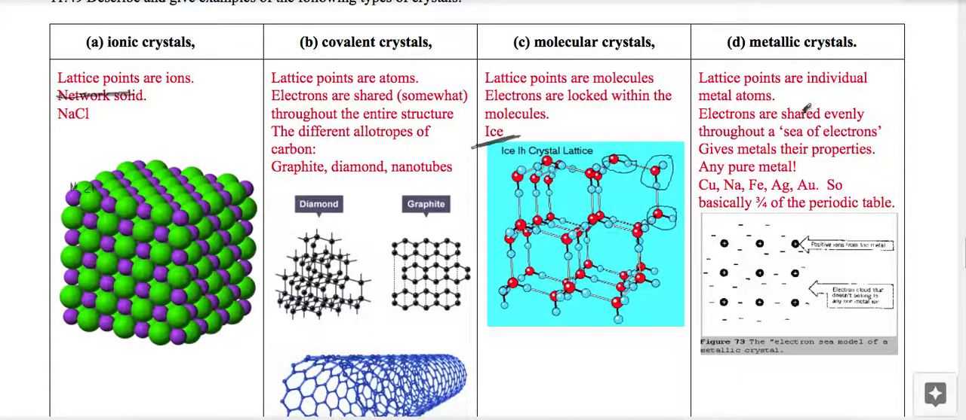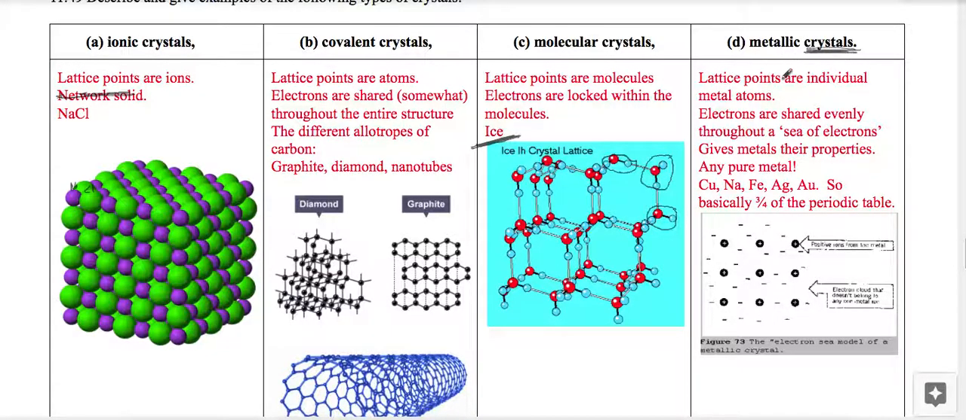Metallic crystals, it's somewhat of a misnomer that we call them crystals, because there really isn't a crystalline structure. Like we see a crystalline structure here, here, and here, a very definite shape that goes along with everything, where a metallic crystal is more of just a metal. So in general chemistry, we call this metallic bonding.